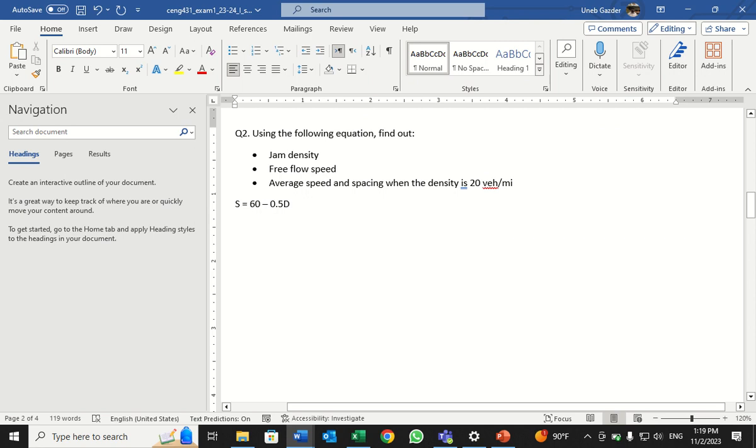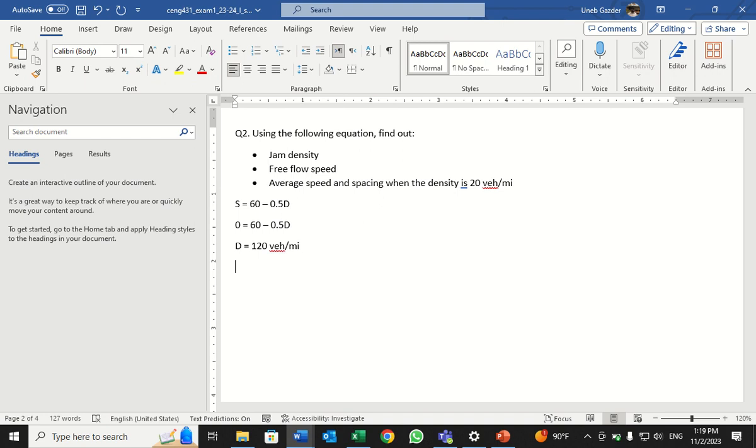Then I go to this question. Now here I will do it just straight from first to last because it's very simple. You need jam density. When you have jam density, speed equals 0. So I'll take this equation and put the entire equation equal to 0, which is the speed equals 0. Then d comes out to be 120 vehicles per mile.